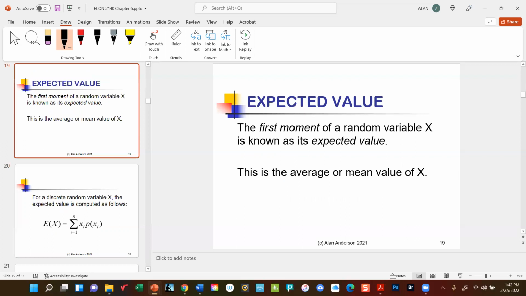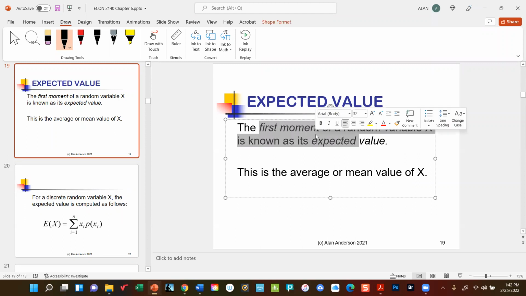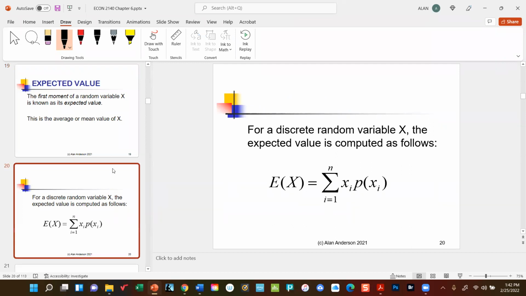Well, the expected value is the average. Sometimes you don't have to know this. It's sometimes called the first moment. And what we're doing is we're creating a weighted average where the probabilities are the weights. That's really what this is all about. It's a weighted average of the x's where the probabilities are the weights. So you're basically just multiplying each x by its own probability. You add them up, and what remains is your expected value.